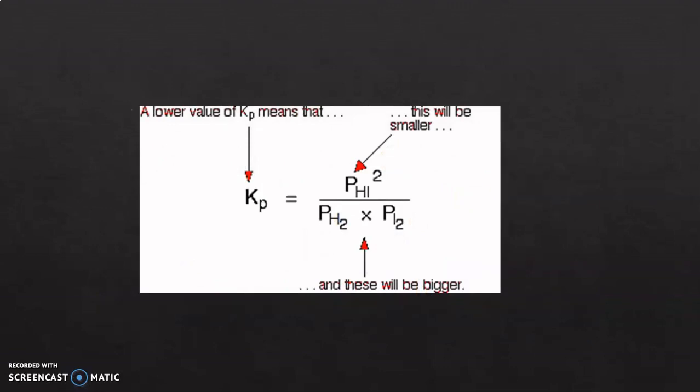So this here shows us that for the reaction between hydrogen and iodine forming hydrogen iodide, we can have a Kp expression like this after considering the balanced equation. Basically, if the partial pressure of hydrogen iodide is small and the partial pressures of hydrogen and iodine are large, we'll have a lower value for Kp. What I'm saying is that a lower value for Kp tells us that the partial pressures of the denominators will be larger than the partial pressures of the numerators.